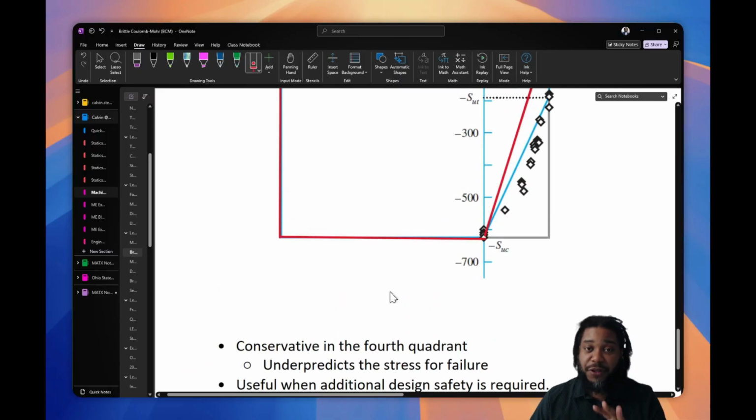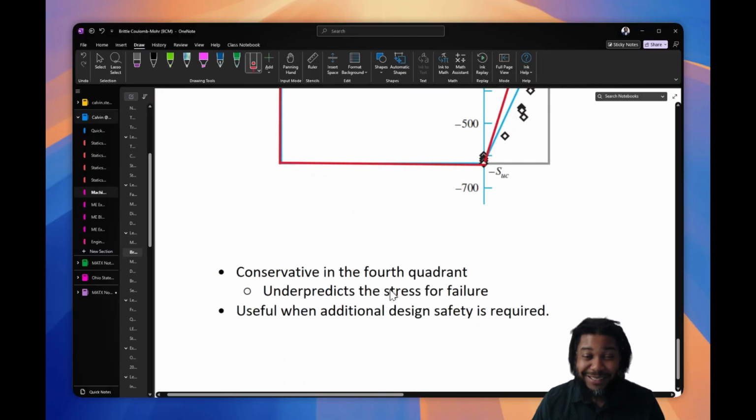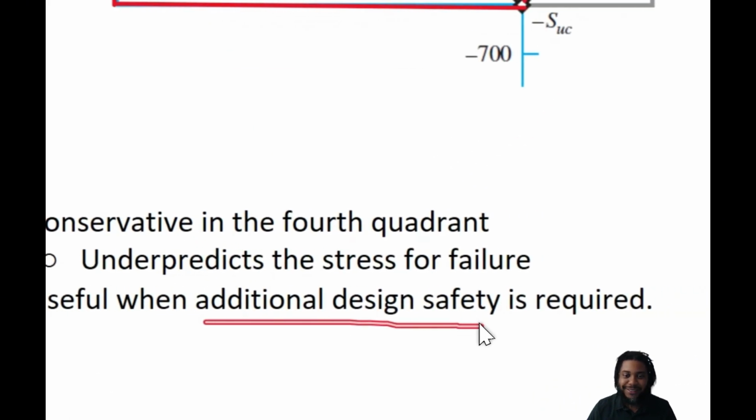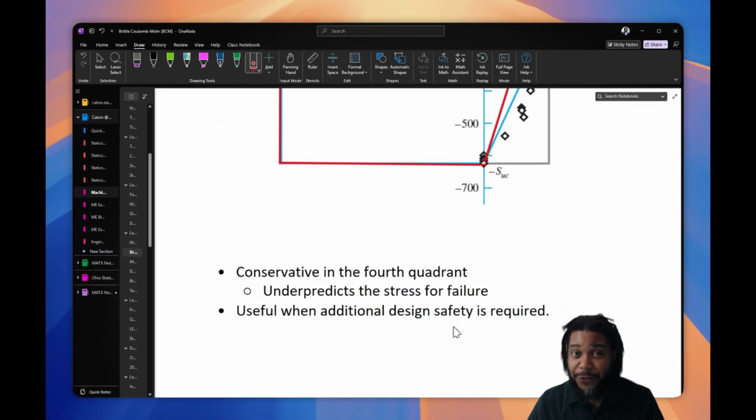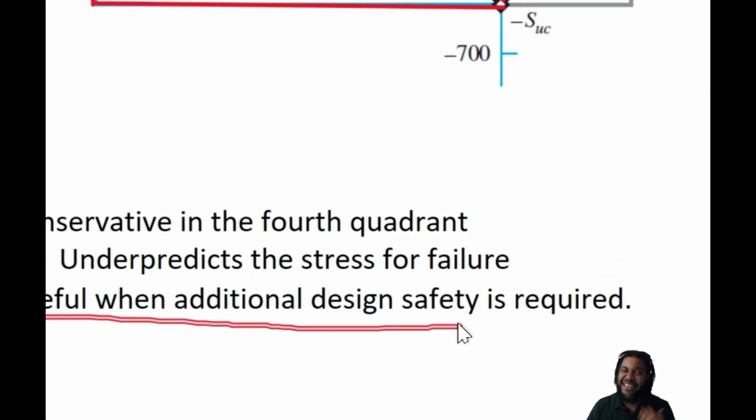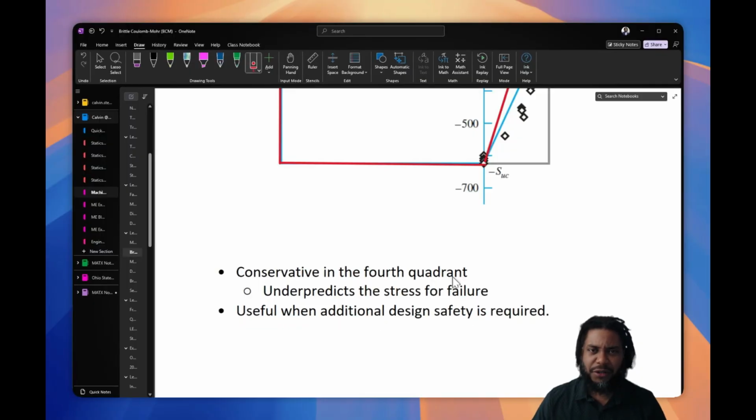And even though it is conservative, conservatism isn't a bad thing. Conservatism means that we have an additional design safety factor built into our design if we use this equation. So Brittle Coulomb-Mohr is very good when we have a design where we need a little bit more cushion on our safety factors.